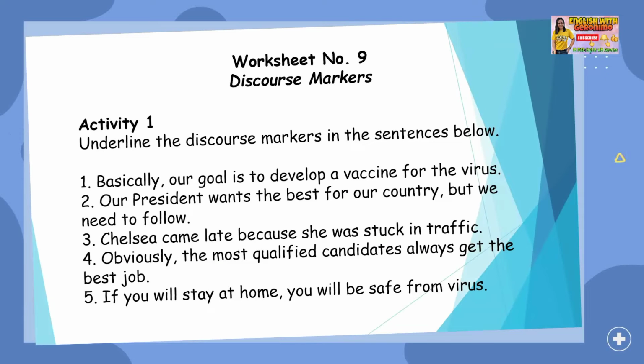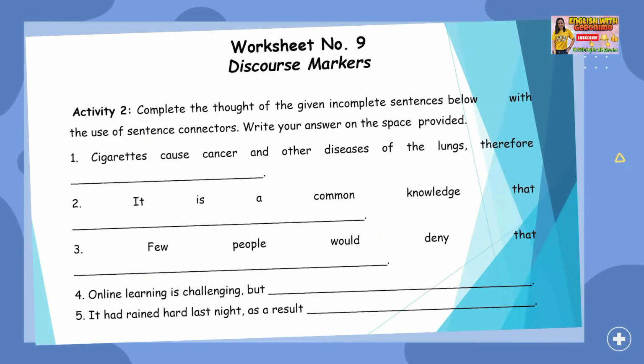Number 3. Chelsea came late because she was stuck in traffic. Answer number 3 is because. Number 4. Obviously, the most qualified candidates always get the best job. Number 4 answer is obviously. Number 5. If you will stay at home, you will be safe from virus.